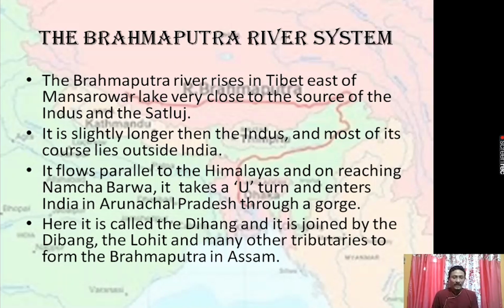Here it is called Dihang, and it is joined by Dibang and Lohit and many other tributaries to form Brahmaputra in Assam. So literally we call the river Brahmaputra when it reaches Assam, right?